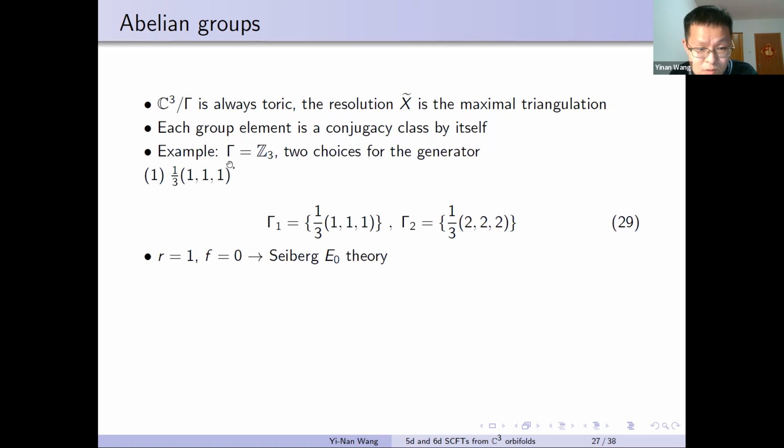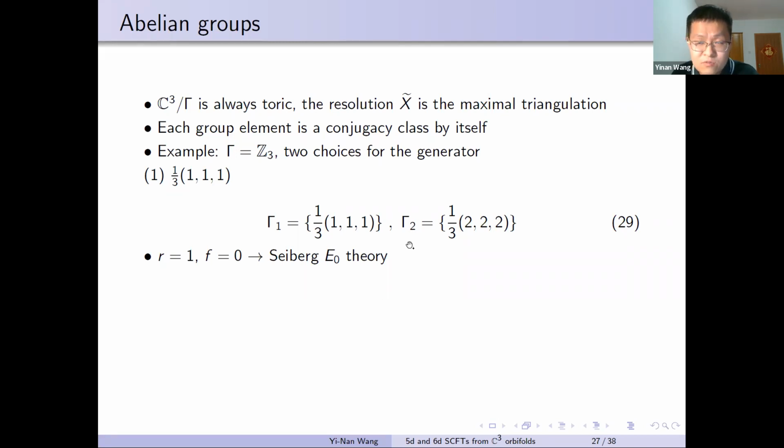So let's take the simplest example, that's gamma equals Z_3. In fact, there are two different choices for the Z_3 generator. The first one takes this form, 1/3 times (1, 1, 1). And so the only two non-trivial elements are this guy and this guy, which is 2 times this guy. So actually, group theoretically it is the square of this guy. But okay, we can simply evaluate the age function. This guy has age 1 and this guy has age 2. So basically, it's the sets gamma_1 and gamma_2. Both of them have a single element.